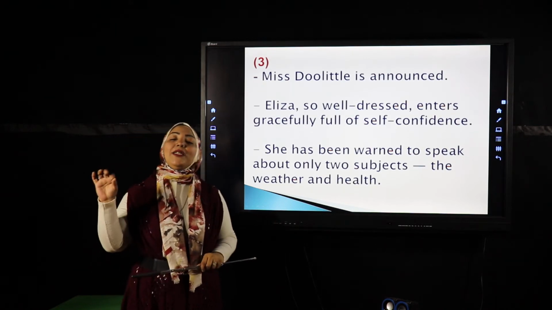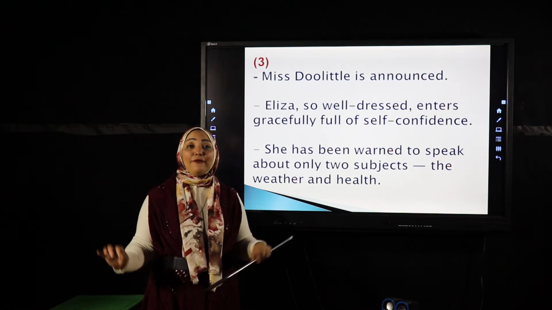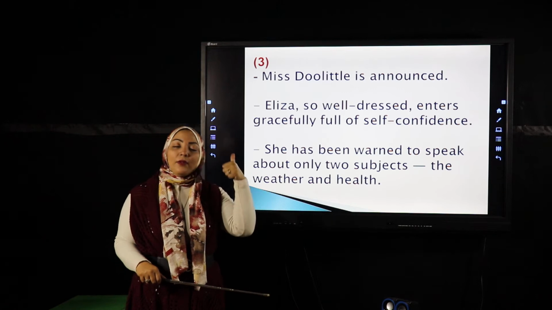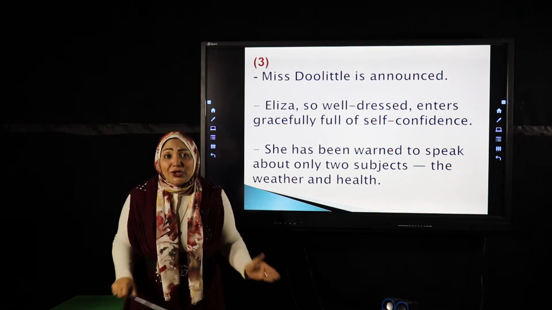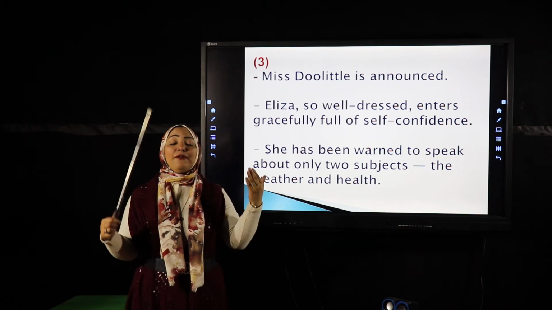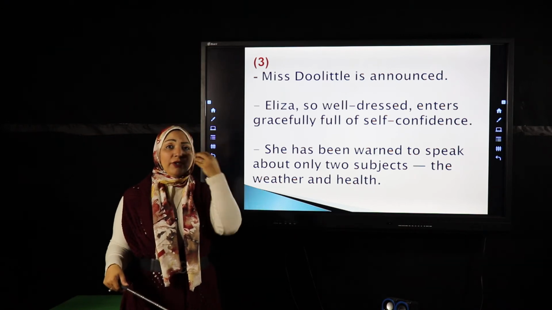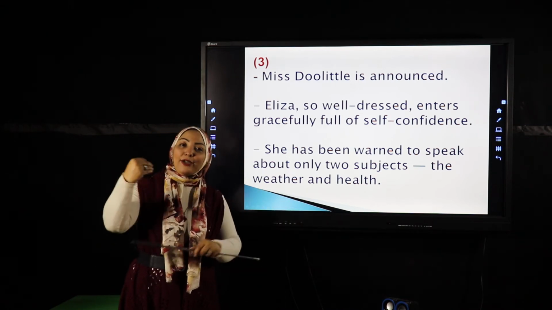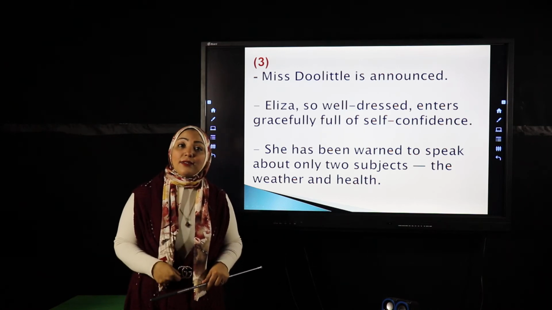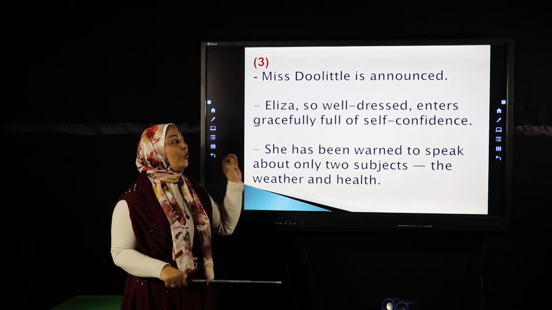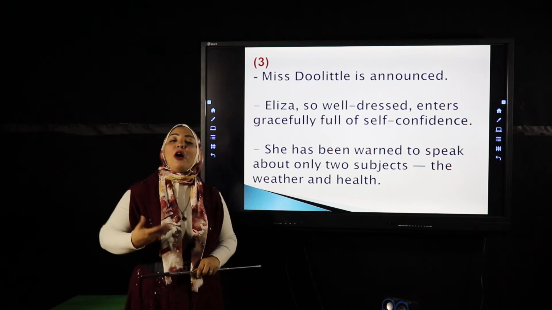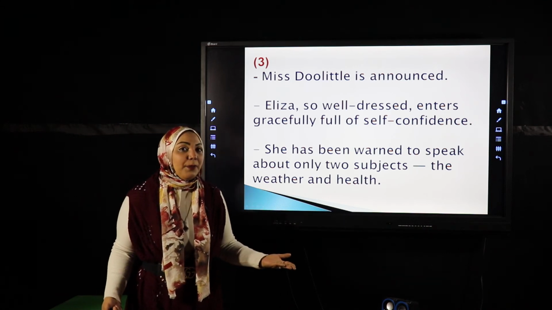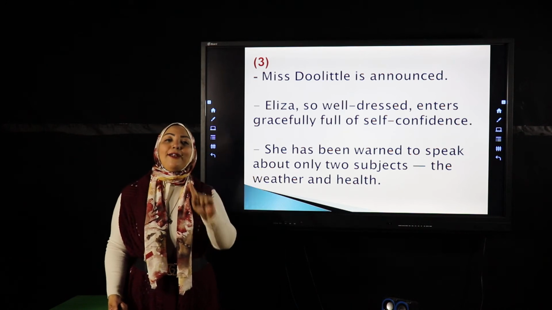Now, Miss Doolittle is announced. Eliza has arrived at Mrs. Higgins' house. Eliza, that we saw in Act 1, as the poor flower girl who was totally dirty, full of dust, full of things that were not clean at all, even her teeth, her hair, etc. And then she tried to make herself cleaner in Act 2 when she came asking for the lessons at Professor Higgins' house. Now she was well dressed. She was full of grace. Okay, she was very gracefully behaving in front of those people, and she was full of self-confidence.